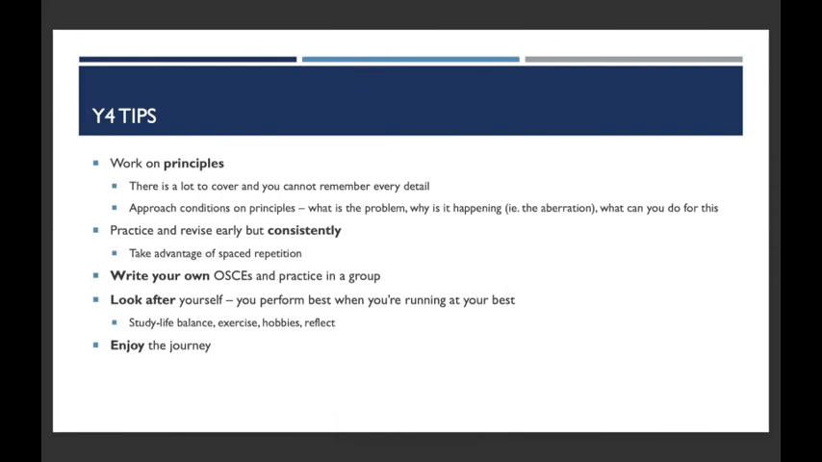Write your own OSCEs and practice in a group. If you practice in a group of 6, suddenly you've got 6 OSCEs to do that day instead of just your own one. But also write them. Try not to just lean on past hand-me-downs, because when you write your own, you have to think through that condition really carefully, and you also have to think through the differentials really carefully as to how it actually presents. It makes you learn it a lot better than if you were just to pull a station out of a folder.